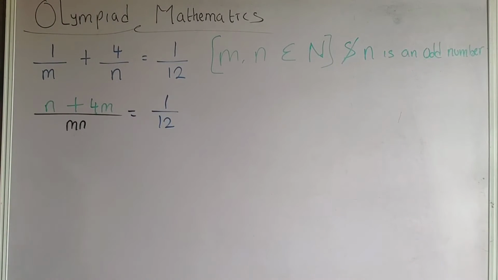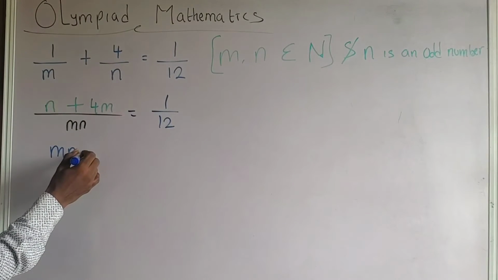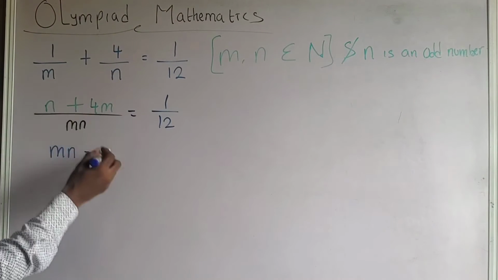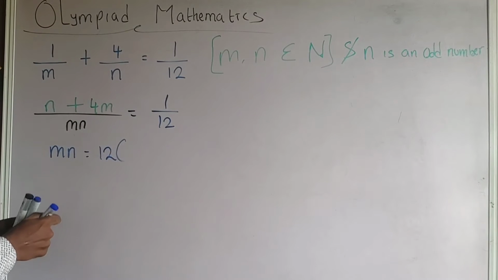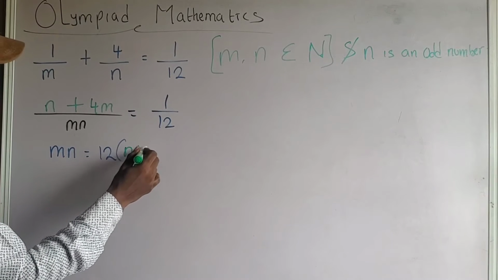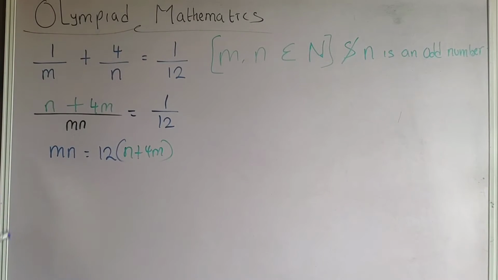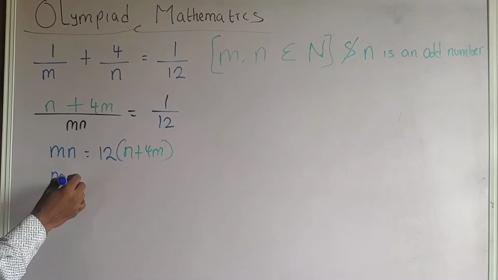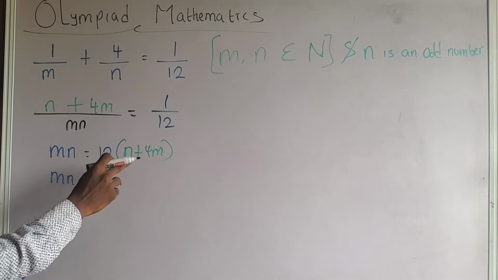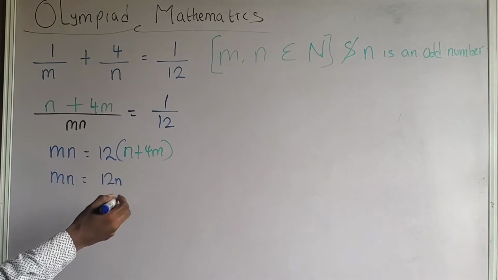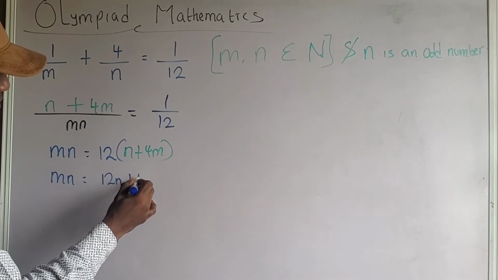Now, having gotten to this point, the next step is to take the cross product. Cross multiply. So I'm going to have mn times 1, that is mn. So mn is equal to 12 times n plus 4m. I'm going to have 12 multiplied by n plus 4m. So mn is equal to 12 times n, which is 12n, plus 12 times 4m, that is 48m.